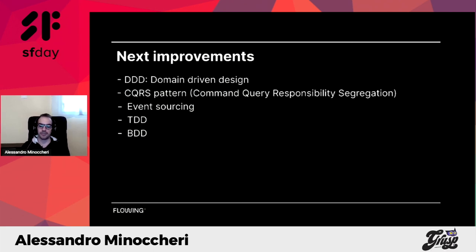The next improvement for your project could be DDD, domain-driven design, as Neil said before, CQRS, command query responsibility segregation, event sourcing, TDD, and BDD. All these approaches and methodologies can improve your code and your software a lot. To summarize, hexagonal architecture allows you to have maintainable software and makes your life better as a software developer.